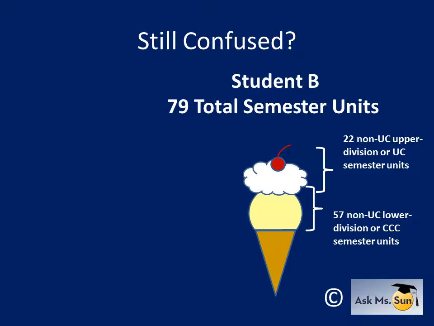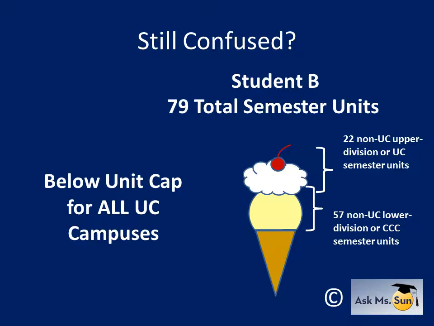For student B, even with the 22 units of upper division courses, the unit count came in just below the cap for all UC campuses, since the lower end of the unit cap range is 80 semester units.